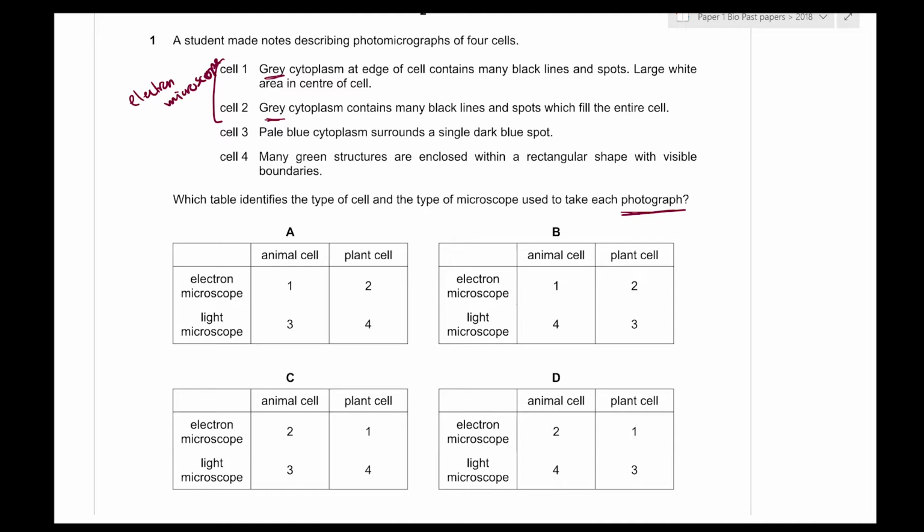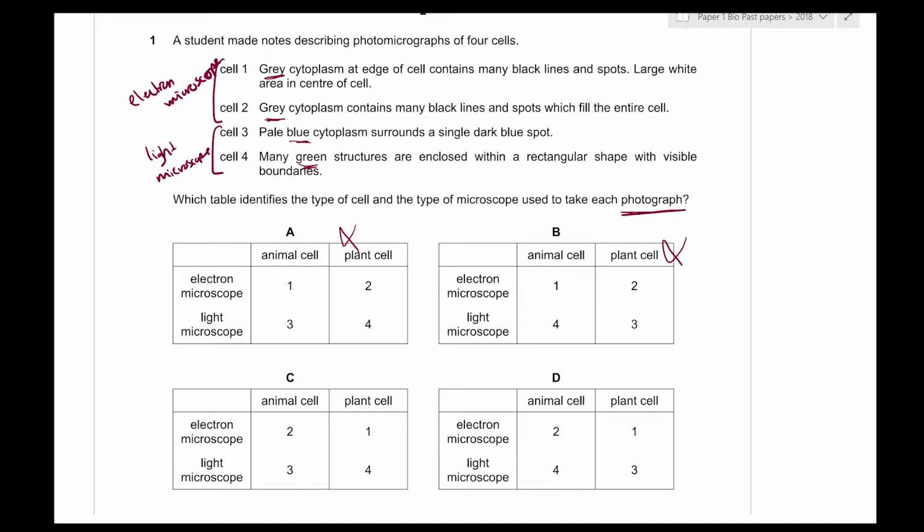Now, for cell 3 and 4, here it says pale blue and green. Therefore, this is color. We could see color. And color is only available if you take this photo using a light microscope. Therefore, we know which types of microscopes this is used. Therefore, A and B are incorrect. Now, for C and D, let's read the rest of the question.